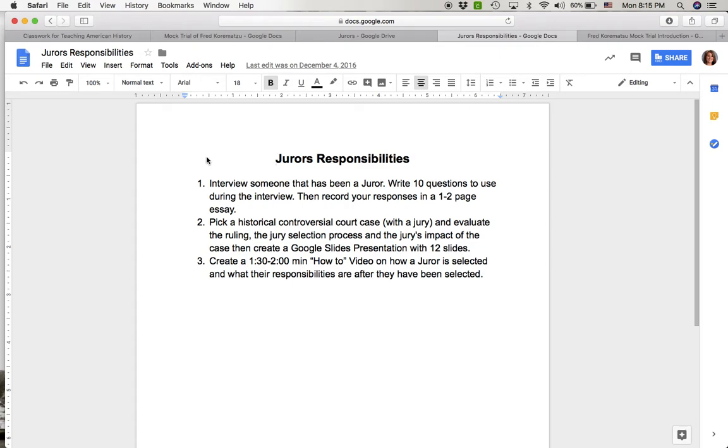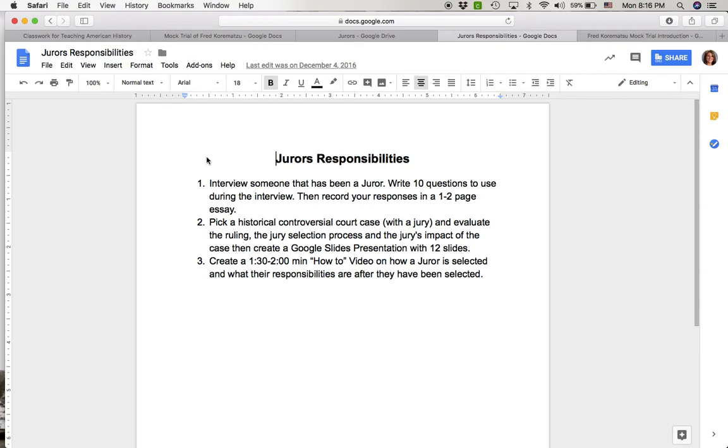So first option, number 1, you must interview someone that has been a juror. So if you know a teacher, a grandparent, a relative, parent, sibling, or friend that has been a juror, you need to prep 10 questions that you would ask them. You would need to interview them, and then you would need to record your responses in a 1 to 2 page paper about what you found out when interviewing that person who served on a jury. So you would need to choose someone that has served on a jury. Okay, so that's option number 1.